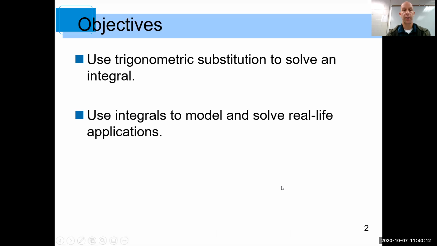Today we are going to look at section 7.4, which is on trigonometric substitution. We have two objectives today, but I'll be honest, we're going to mainly focus on the first one, which is using trigonometric substitution to solve integrals.